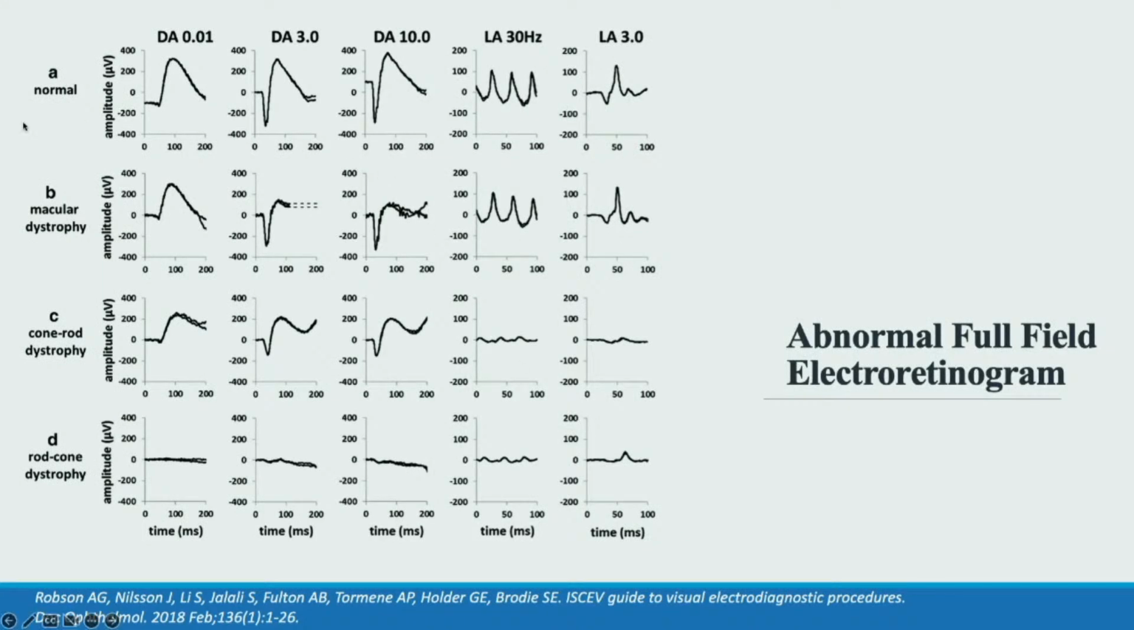So abnormalities, as you can see, the normal waveforms we talked about. If you have a macular dystrophy, you can see you have a normal kind of B wave, you have a normal dark adapted response, maybe some reduction in the waveform, but you see the waveforms are pretty well maintained, because the full field ERG is testing the whole of the retina and not just the posterior pole.